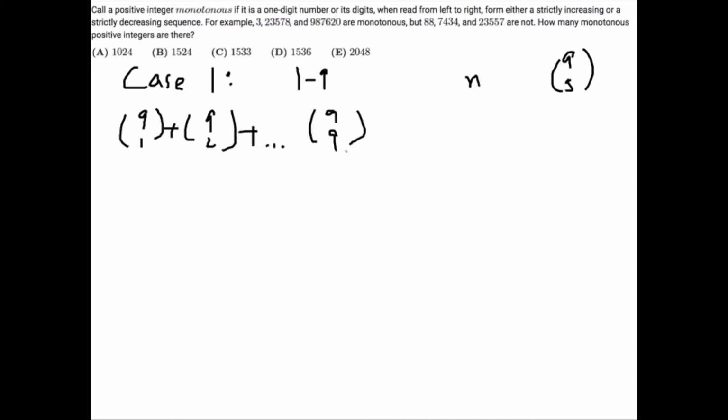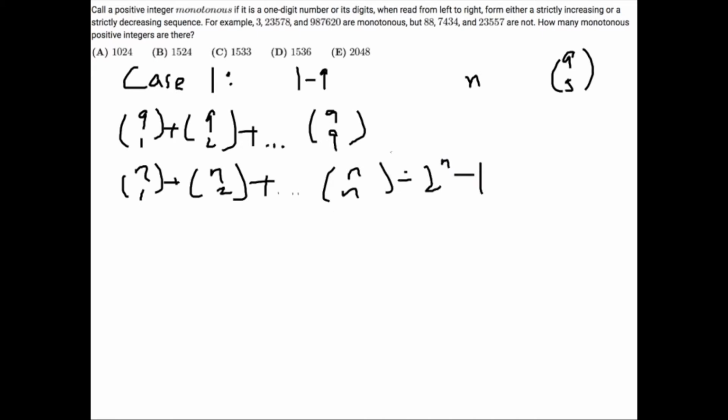And there's a formula for this kind of sum, and that's if you have n choose 1 plus n choose 2 up until n choose n, this is 2 to the n minus 1. And so applying this formula, we have this number being equal to 2 to the 9th minus 1, which is 511.